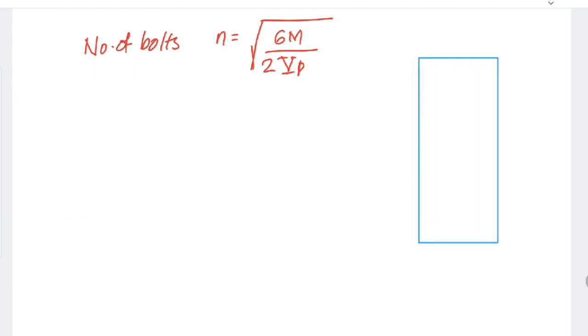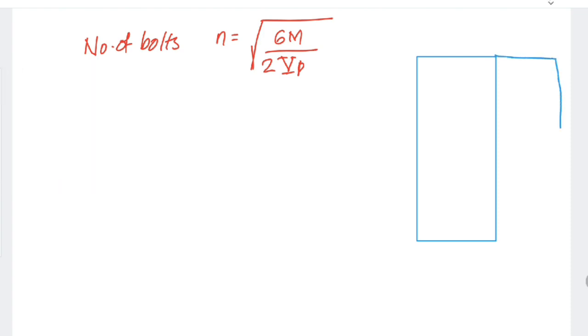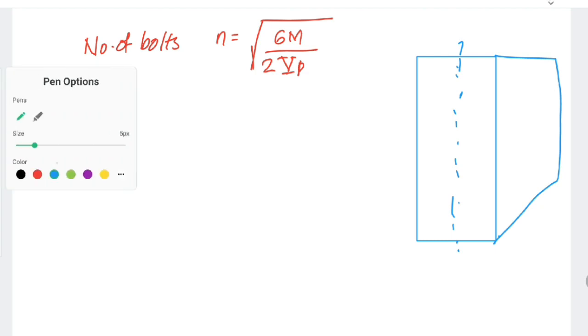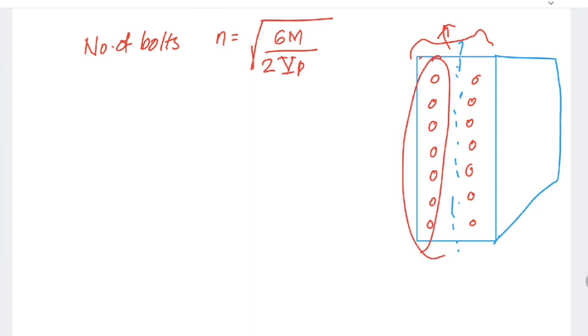Here this is the bracket connection. Suppose this is the bracket connection. We'll be having this one, this is the CG of the bolted connections. Now I'll be finding the number of bolts here. So this type of connection is there. Actually this is the cover plate. Behind this one we have an I section. On the other side we'll be having another cover plate. So now I'll be finding the number of bolts for one row itself.